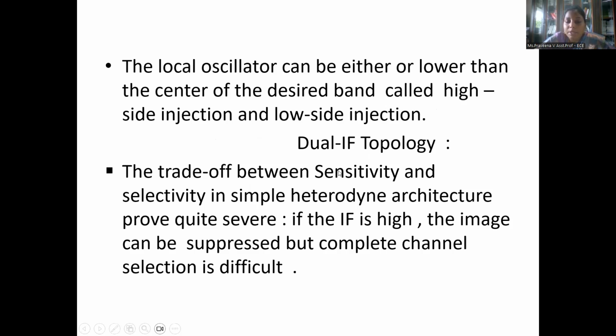Two intermediate frequencies are used in order to overcome the limitations of a single IF design. In a simple heterodyne receiver, there is a trade-off between sensitivity and selectivity. If a high IF is chosen, the image frequency rejection improves, but channel filtering becomes very difficult. If a low IF is chosen, channel selectivity improves, but image rejection becomes very poor.